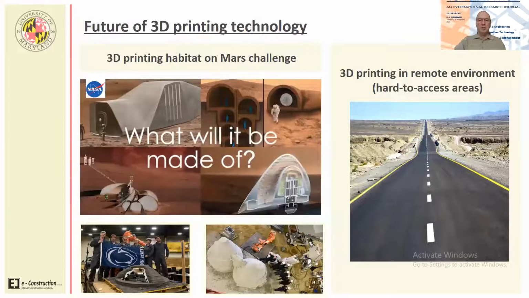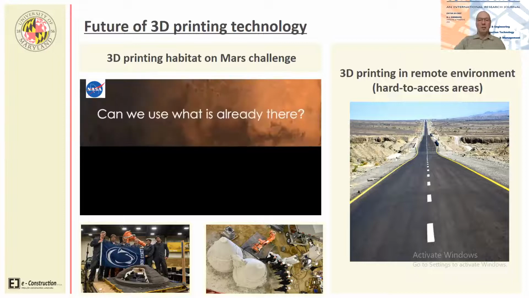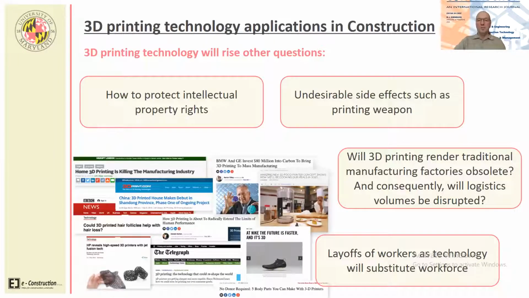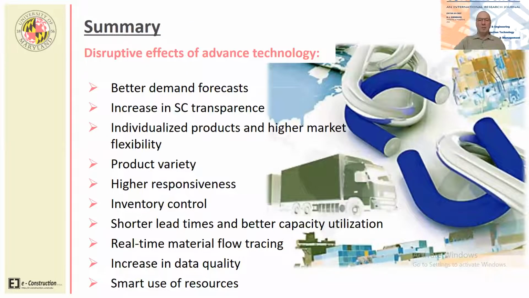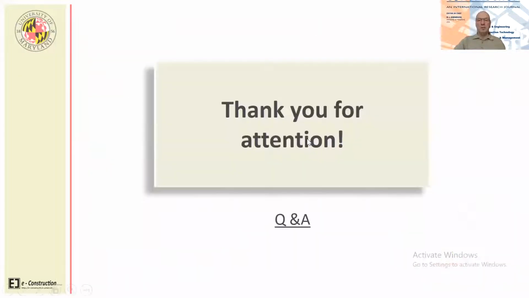I'm just showing some slides indicating that extraterrestrial construction will also be possible, primarily with 3D printing, that would otherwise be impossible with less disruptive technologies, simply because it's just too expensive to ship construction materials from Earth to other planets. So here we are.